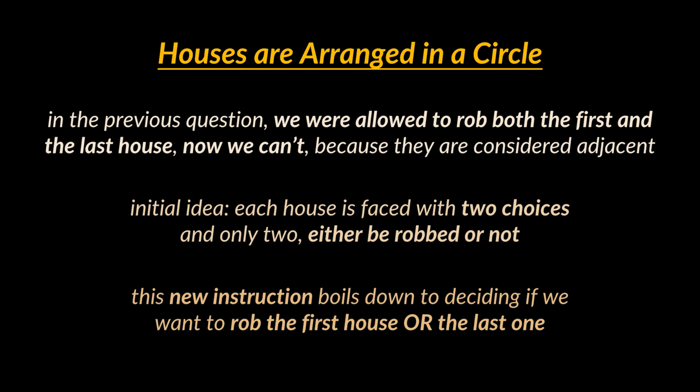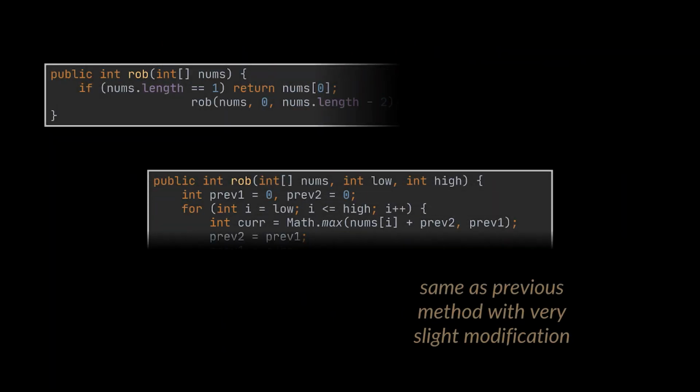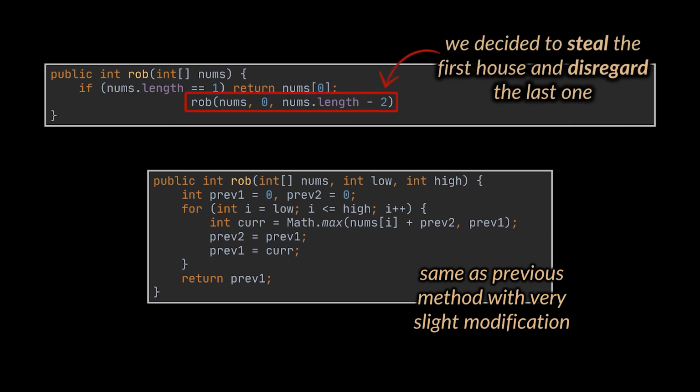So if we decide to rob the first house, let's say, it means that the answer to our problem can be retrieved with the help of the previous solution by applying the same exact logic on the array from index 0 to index n-2, we just disregarded the last house.